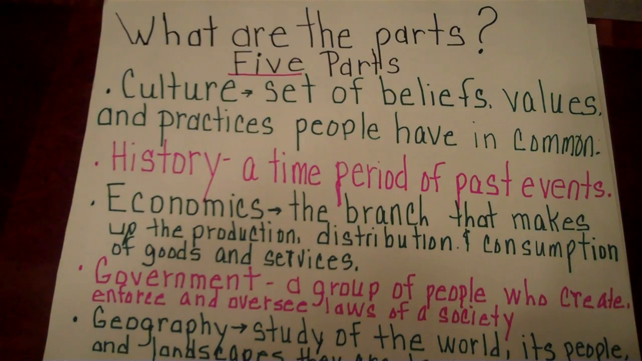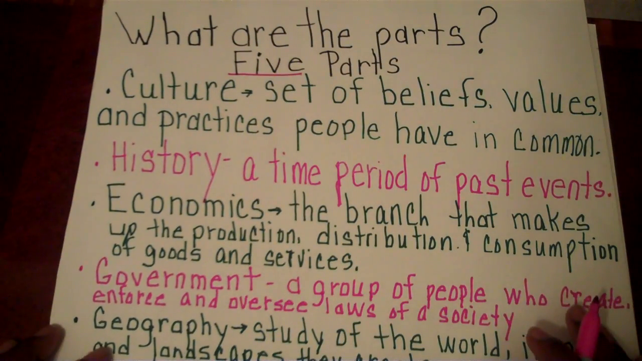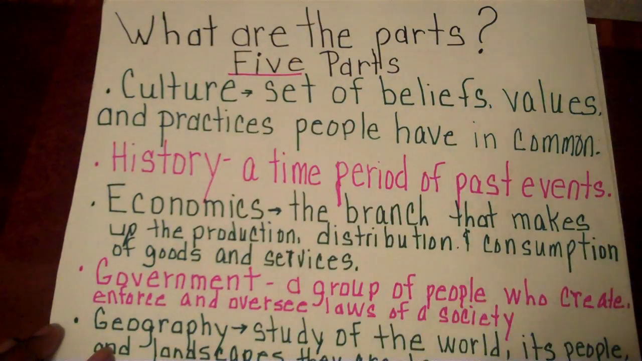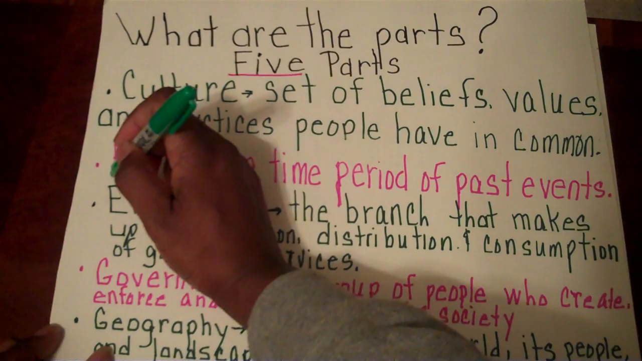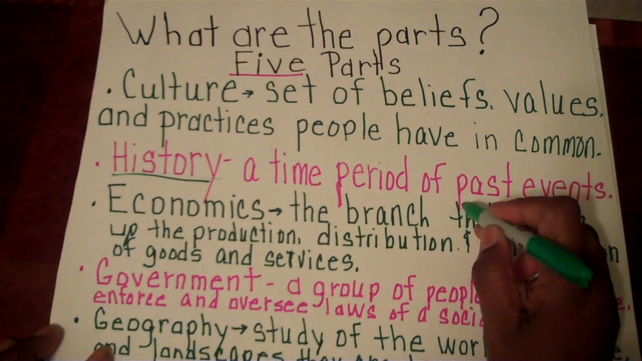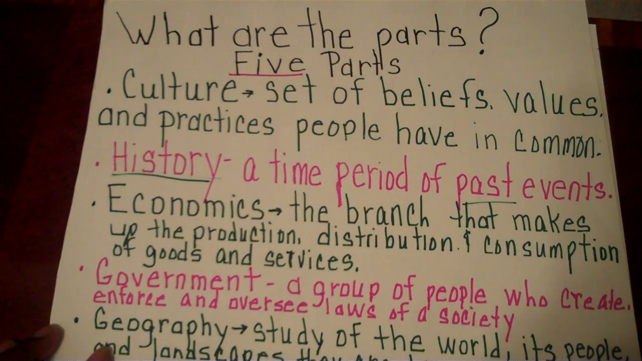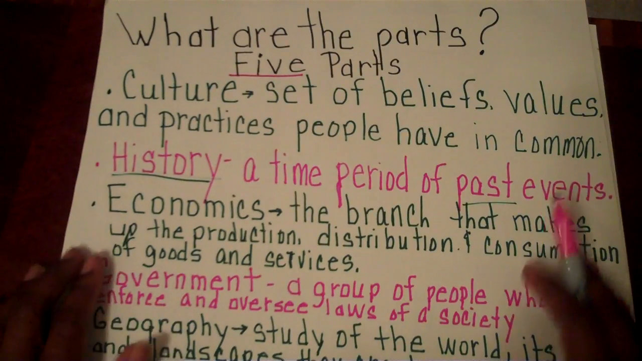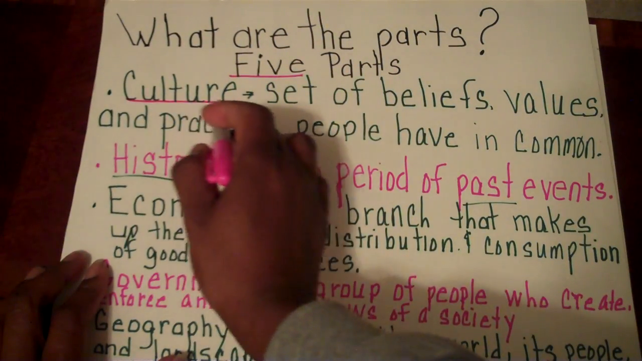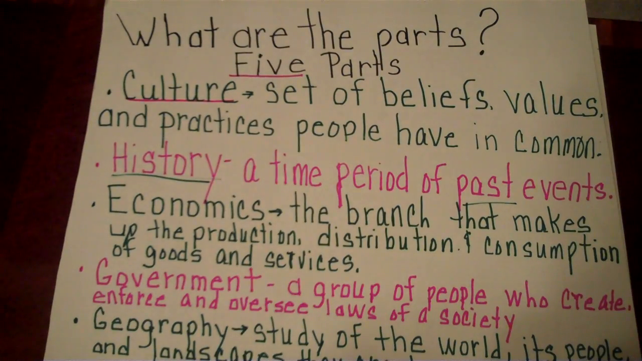The definition of history is a time period of past events. When we talk about history, we're looking at a time period of past events. We're looking at the past. Another part, or second part, to study in social studies is culture. Culture is a set of beliefs, values, and practices people have in common. Another way of thinking about that is that culture includes the customs of a particular group of people.